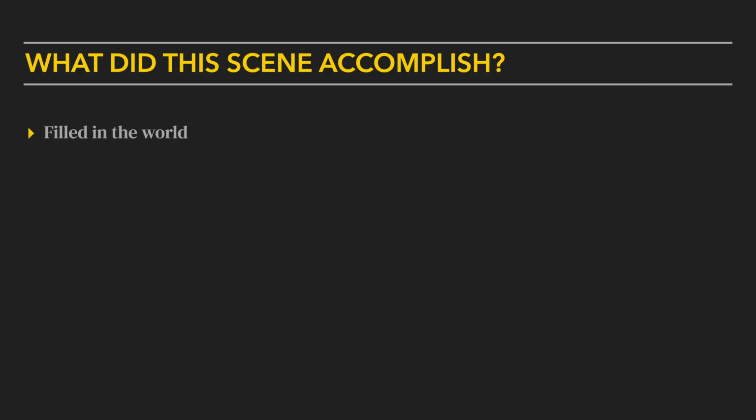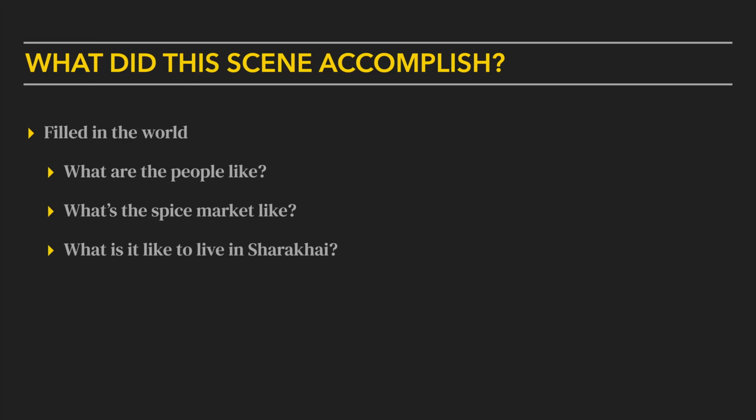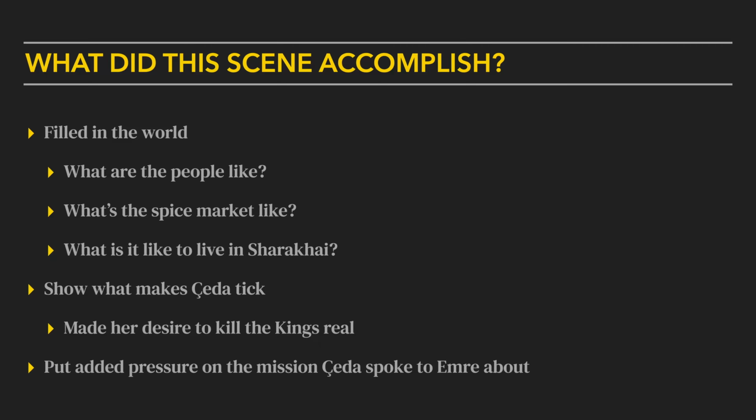So for example, what are the people like in this city of Sharakhai? What is the spice market like? What are the smells and the feel of the air, the dryness? What is it like to live in Sharakhai? Also, it showed what makes Cheta tick. We saw her desire to kill the kings, and it made it real. We understood on an intellectual level that she wanted that to happen, but we didn't feel it yet until this chapter, when she sees one of the kings and really wants to kill them.